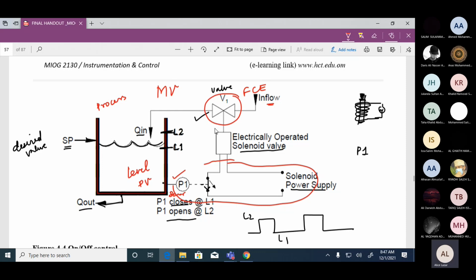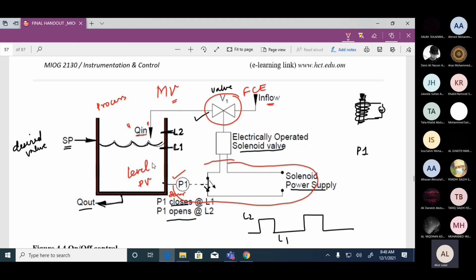I will just remind you again. The final control element is taking the action according to the decision given by the controller. So it is either allowing the flow or blocking the flow. That means the manipulated variable is Q in, because it is this flow of water into the tank that is being adjusted. Either you allow it to come in or you close it. Variable means something that is changing. The flow is changing. So the Q in becomes the manipulated variable.